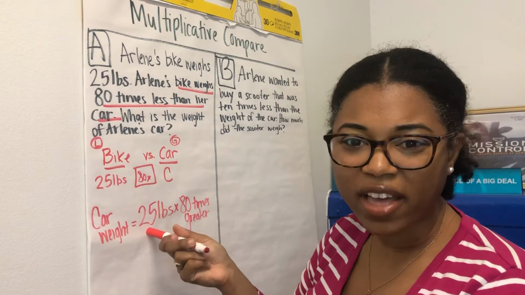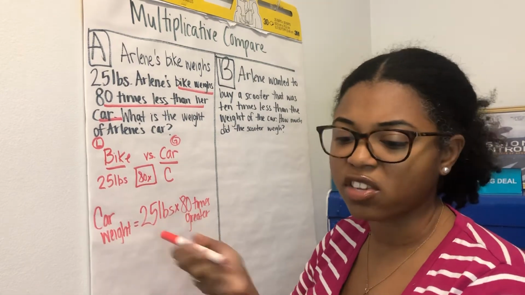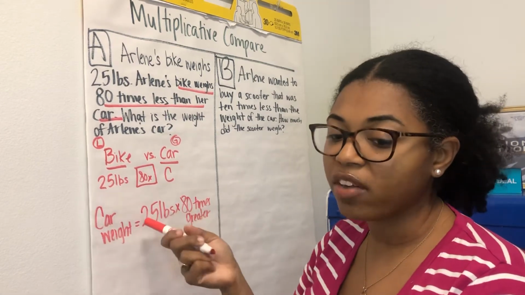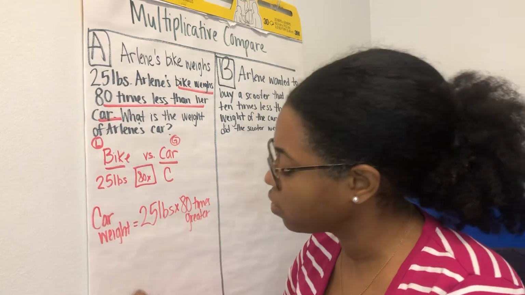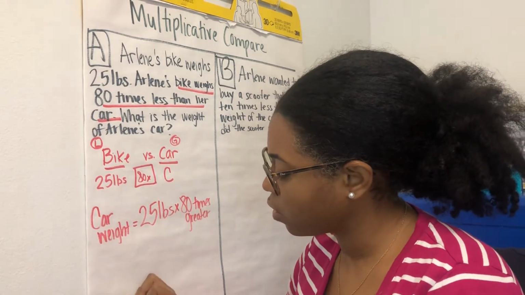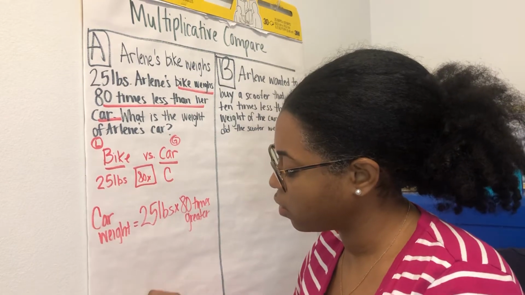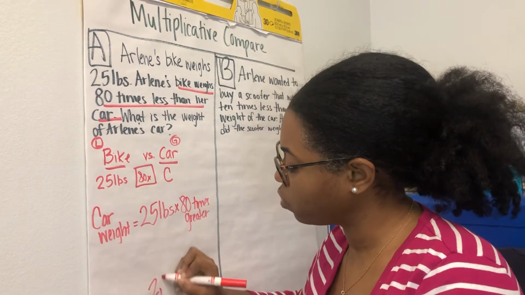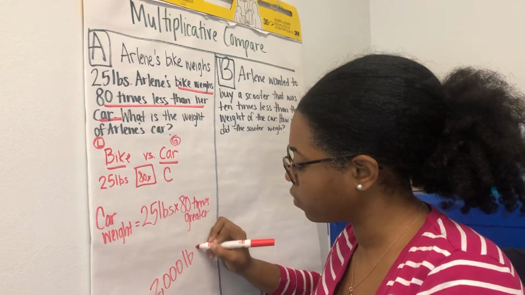I'm not going to solve that. You guys know we can use the area model to solve that, and you would get that the weight of the car is 2,000 pounds. The car weight equals 2,000 pounds.